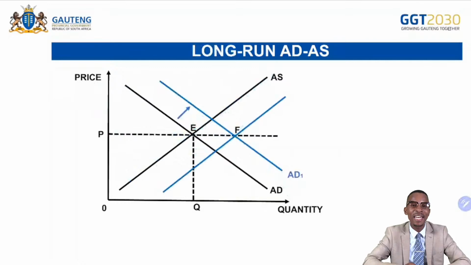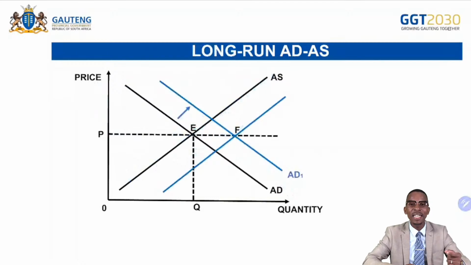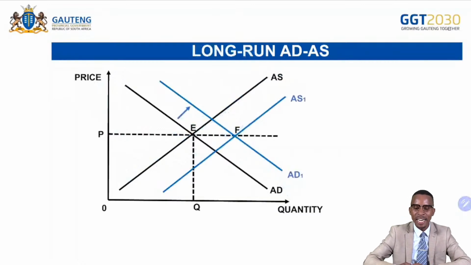Our aggregate supply now becomes flexible and responsive in the long run. Remember, I said to you, in the short run, the aggregate supply is not flexible enough because some inputs are fixed. But in the long run, they become flexible. That's why you see aggregate supply shifting from AS to AS1. It is responding to the change in the aggregate demand. How?